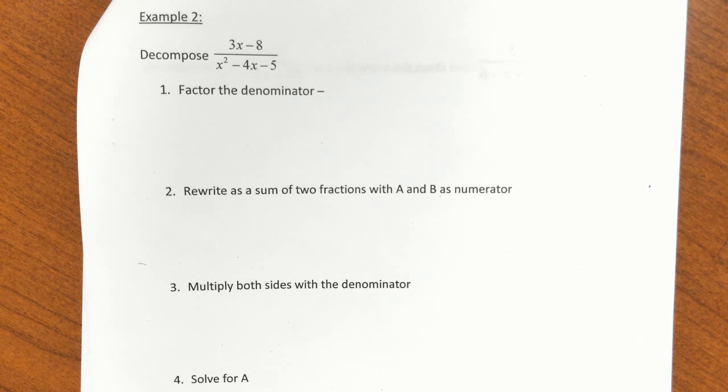It also says factor the denominator and then rewrite as the sum of the fractions with A and B as numerator. So just look at the previous work that we did. It's just one more step at the beginning. So let's go ahead and do that. Like I said, I'll start putting up the work little by little, but I need you to stay ahead of me so that you can check if you're getting it right.